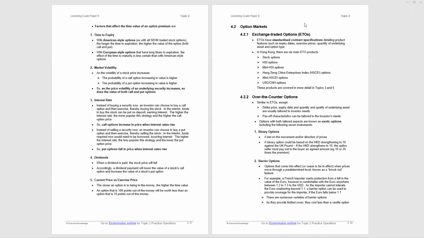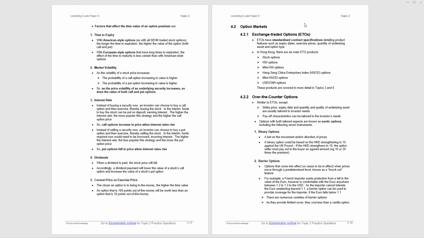Continuing with topic 2 of paper 9, we're now going to look at option markets, paragraph 4.2. We're going to look at exchange traded options versus over-the-counter options. Now, exchange traded options are traded on the Stock Exchange of Hong Kong, and they are standardized contract specifications detailing the features of the option, expiry date, exercise date, quantity of underlying asset, etc.